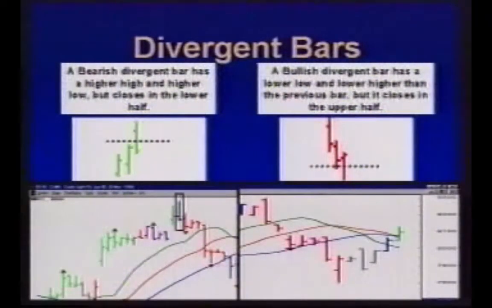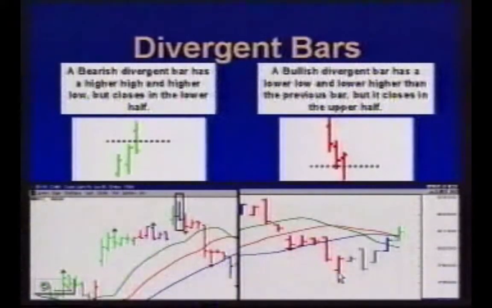Let's look at that on the chart itself. On the chart, the market is coming down, and notice that this is not a bullish divergent bar. That has a lower high and a lower low, but it closes in the lower half, so that doesn't count. This one doesn't count because it doesn't close in the upper half. But look at this one.